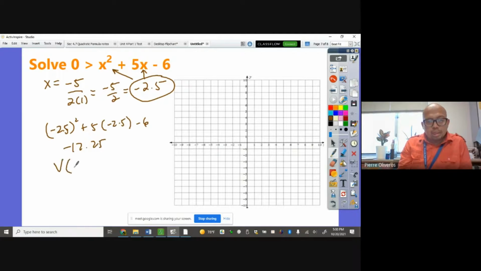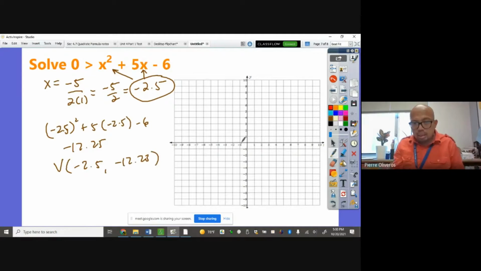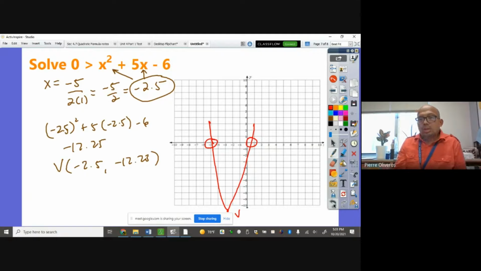So my vertex is, no, my vertex is -2.5 comma -12.25. Okay, -2.5, down -12.25, somewhere here. That's your vertex there. We know it goes up. This goes up there, goes up there, but we do not know what's the exact x-intercept. Because it's decimal, it's so hard to apply. We will just guesstimate it.